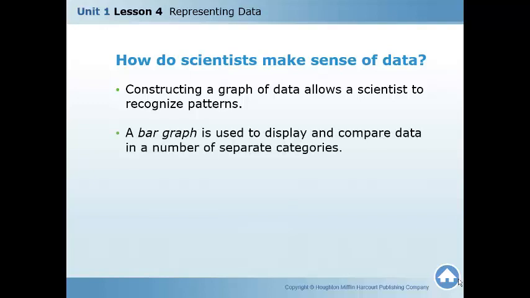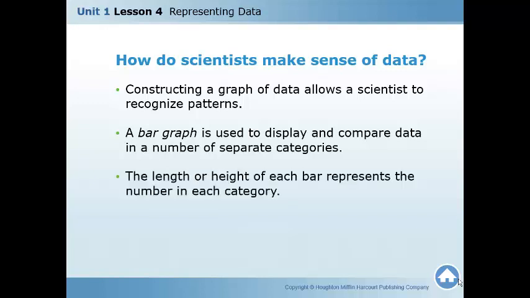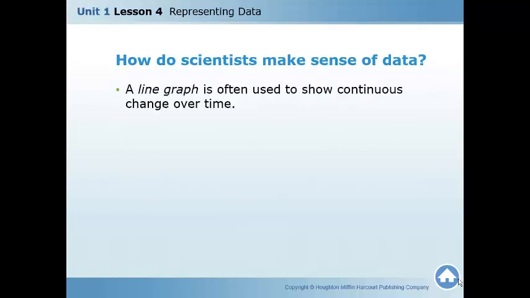A bar graph is used to display and compare data in a number of separate categories. So a bar graph is for comparing things in different categories, such as types of shoes students like to wear to school. The length or height of each bar represents the number in the category.